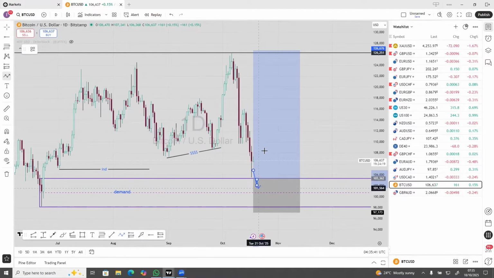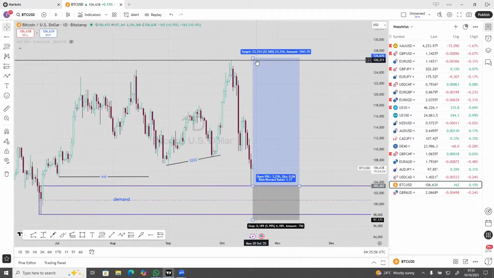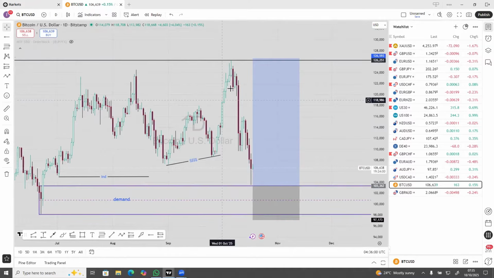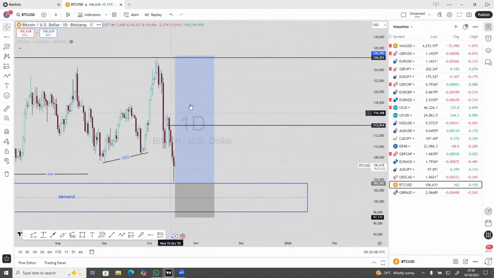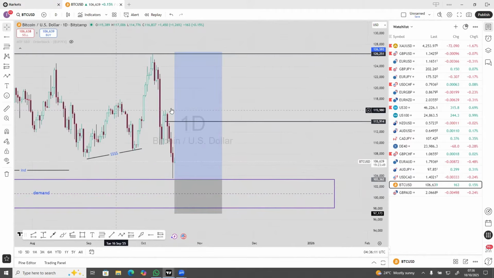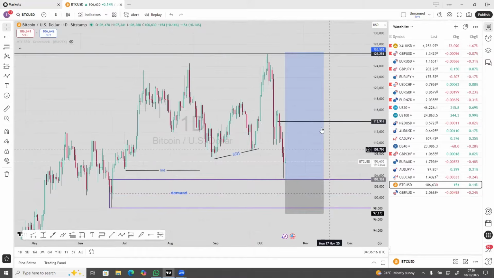What confirmation? 1 hour shift. Wait for a 1 hour shift within that 1 hour demand, within that daily demand, and then you can get in for a long position, and then we'll hold until that drawn liquidity level. That swing high will be our take profit. Our take profit number one we can place right here. You can see there is a mitigated supply, so you can place your take profit there. Okay, so that is it on BTC USD.